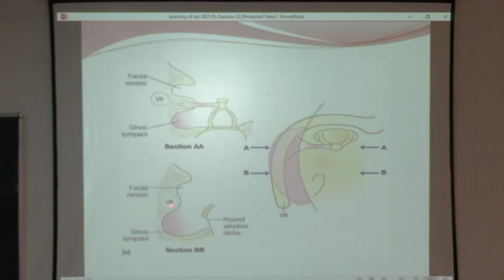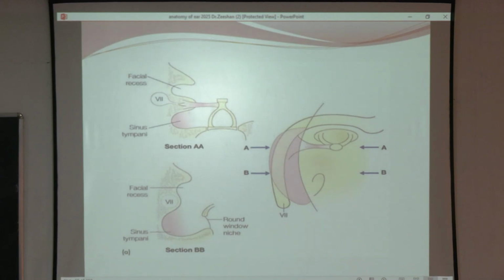Of the posterior wall, this one is the 7th nerve, correct? This eminence is the pyramid. Okay, so in the area between the pyramid and the 7th nerve, the chorda tympani nerve moves. Okay, so in between these two nerves is the area called the facial recess.